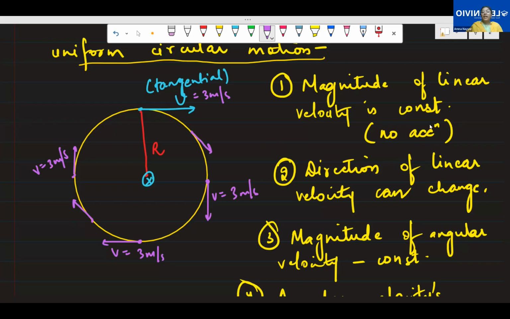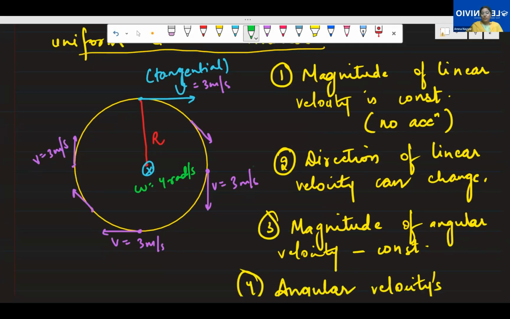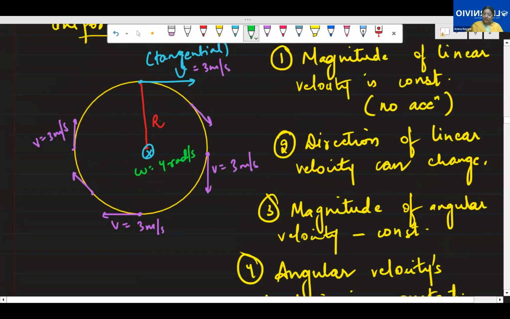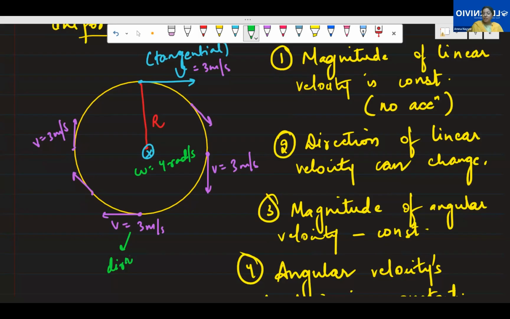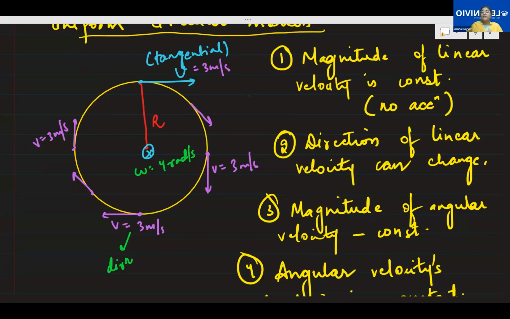Third, the magnitude and direction of angular velocity have to remain constant. There has to be no change. If it is, let's say, 4 radian per second, it will continuously remain 4 radian per second throughout, and the direction also is constant, that is along the axis. Only one thing can change, that is the direction of this linear velocity. Rest of these things have to be fixed. And when you see these things, then only you say, yes, a uniform circular motion is there. Okay, till here it's fine?